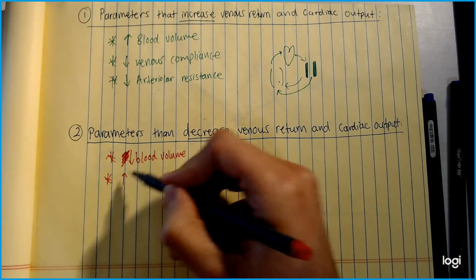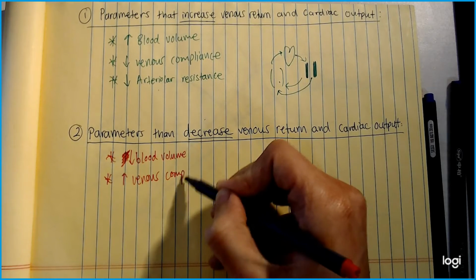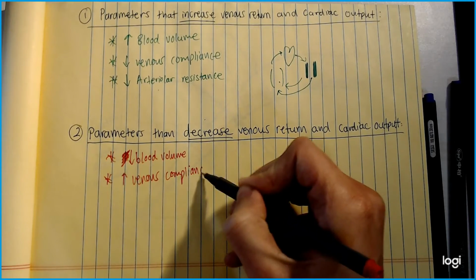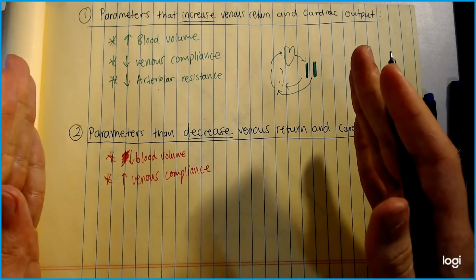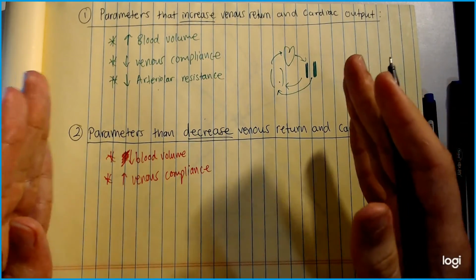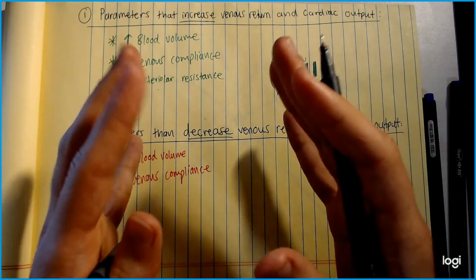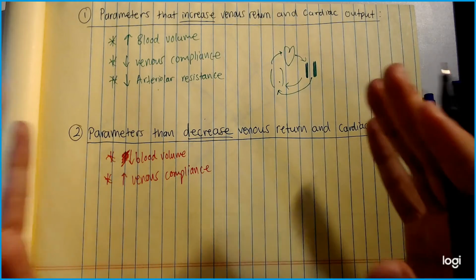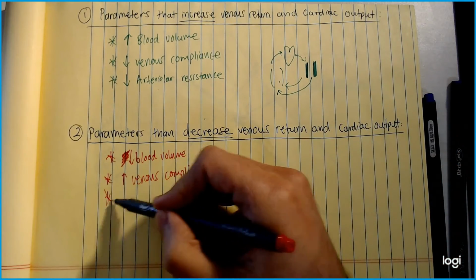an increase in venous compliance, right? So the veins are more compliant, they're more likely to distend and open up, and they're going to store more blood instead of pushing it to the heart, because they're going to open up. They're going to literally distend. They're more compliant to hold the blood. Okay. And then the last thing, again, is just the opposite.